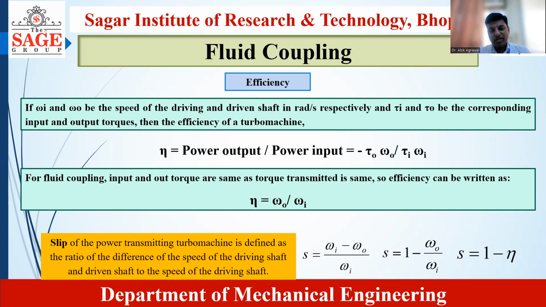It is the ratio of the difference between the speed of the input and output shaft to the speed of the input shaft. So it is defined as the ratio of the difference of speed of driving shaft and driven shaft to the speed of the driving shaft. That is omega I minus omega 0 by omega I. Now this can be written as 1 minus omega 0 by omega I, and omega 0 by omega I is known as efficiency. So there is a relationship between the slip and efficiency of the fluid coupling. That is, slip is 1 minus efficiency. If the efficiency of this turbo machine, that is fluid coupling, is 95%, that means the slip will be 5%. Okay, so this is about fluid coupling.